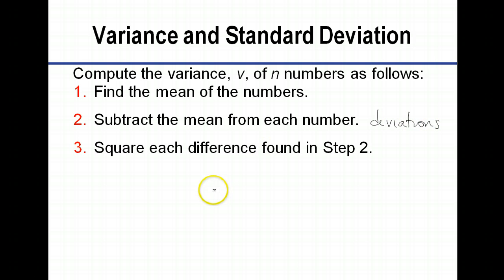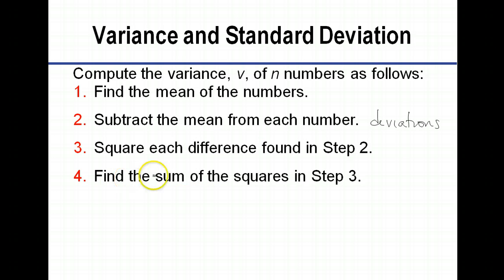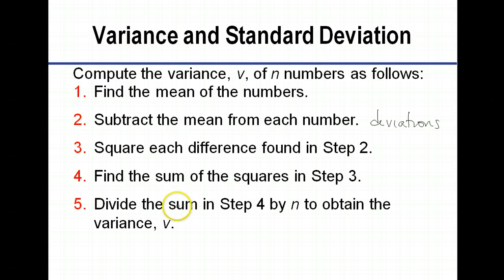Okay. The second thing, once you have those deviations, is to square each of those deviations, each of the differences, right? Square each of the differences that you found in step 2. Once you have the square of each of those, you want to find the sum of those squares, because now we're trying to construct the mean of the squared deviations, right? If we want to write the mean of the squared deviations, then we have to add them all up, finding the sum, so that we can then do what? Divide the sum by n, right? So that's actually finding, remember, the mean.